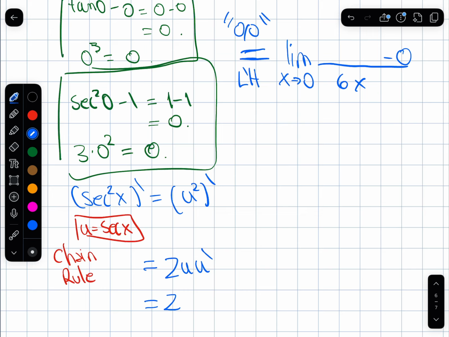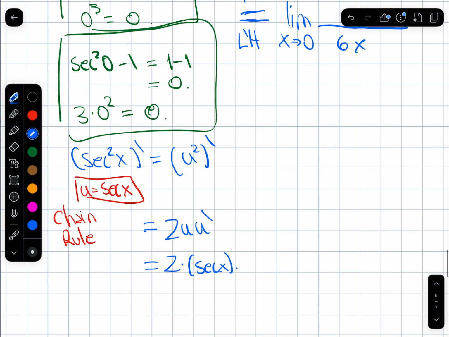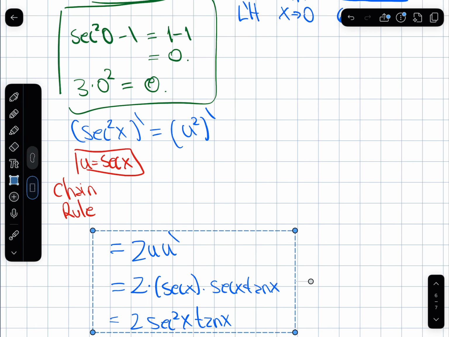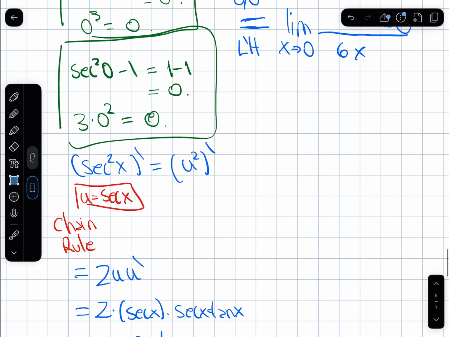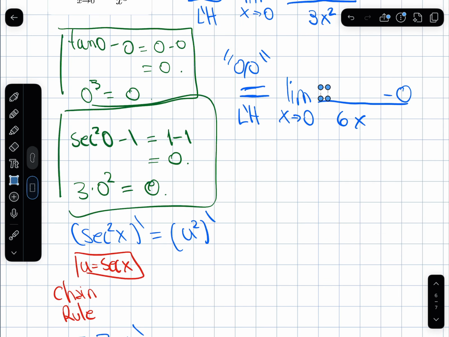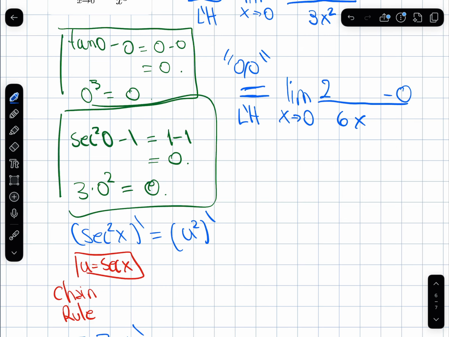I have a video for that. And then u is the secant, and u prime is the derivative of secant, which is secant x tangent x. So this becomes 2 secant x times secant x tangent x, that is, 2 secant squared x tangent x. Okay. Move this out of the way here, put it here on the side. So the limit goes all the way to 2 secant squared x tangent x, and I don't need the 0.